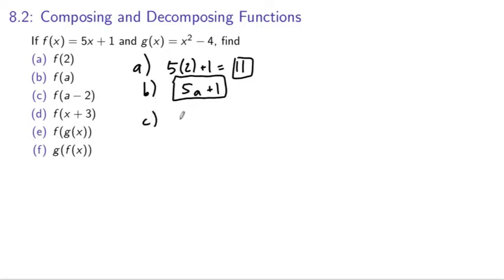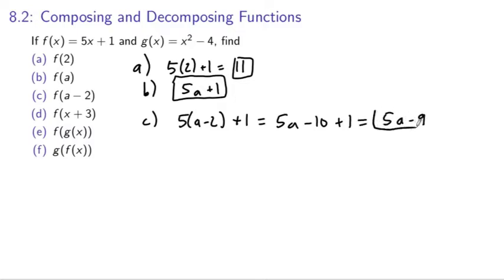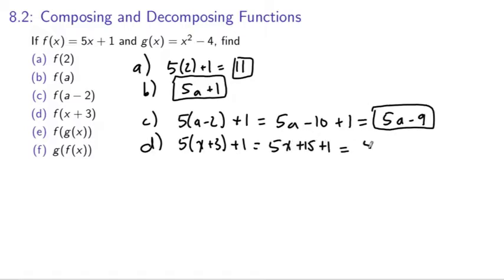C, find f of a minus 2. Remember, we always put parentheses around where we substitute into the rule in order to get the correct order of operations. So we have 5 times (a minus 2), 5a minus 10, plus 1, which equals 5a minus 9. D, we have f of x plus 3, so putting in x plus 3 where we see x in the rule, we get 5x plus 15 plus 1, which is equal to 5x plus 16.